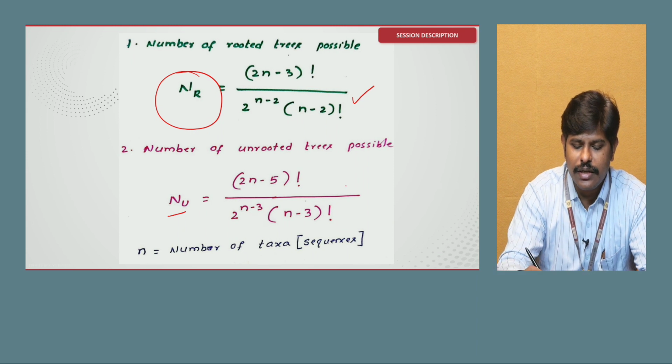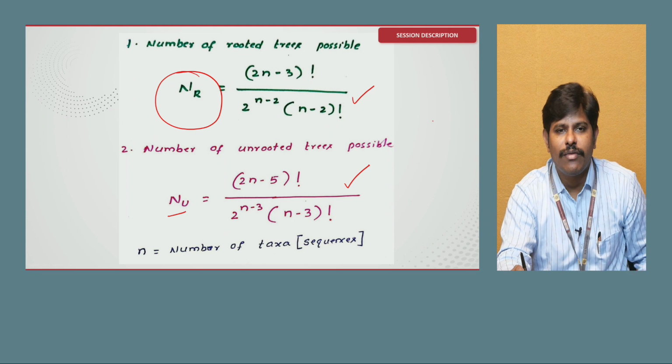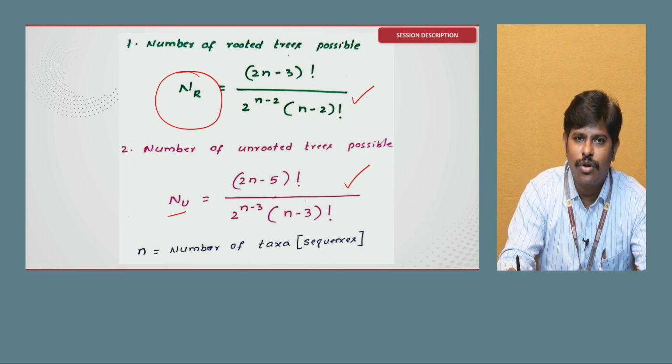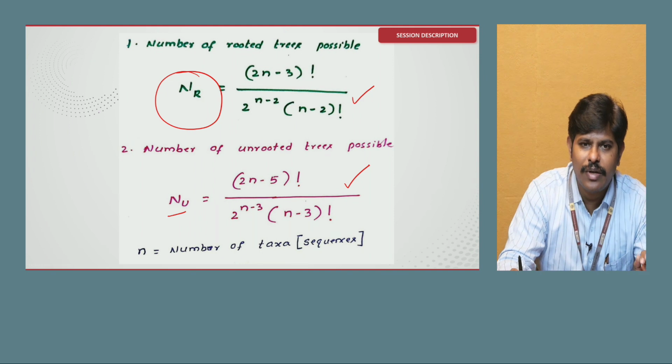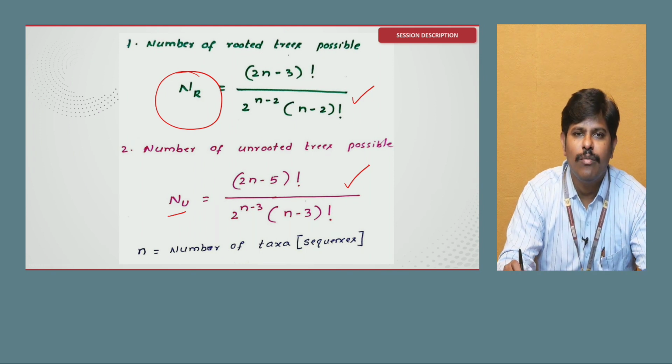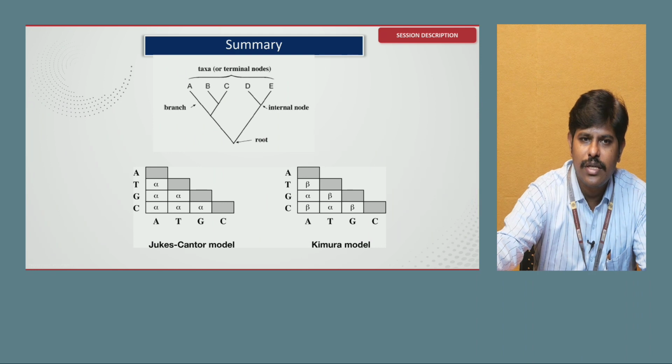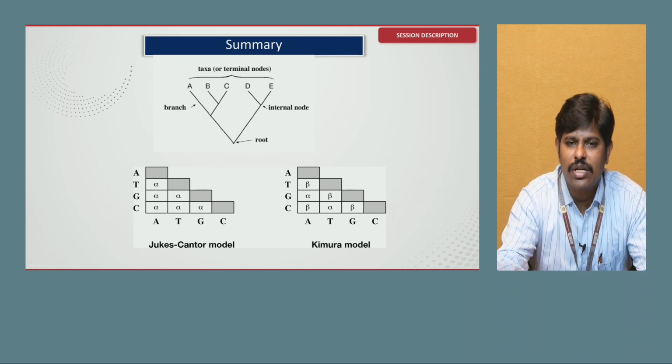These formulas indicate that even if you have a small number of taxa, many trees are possible. So the construction of the optimal tree is a computational problem in bioinformatics. In this session we learnt about transitions and transversions, models of nucleotide evolution, and some definitions of rooted and unrooted trees.